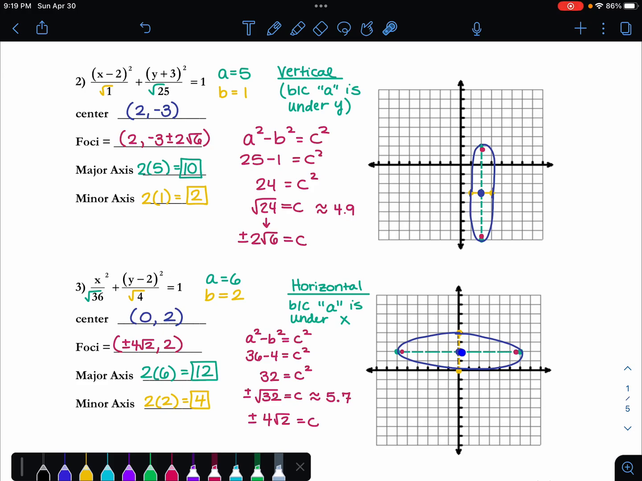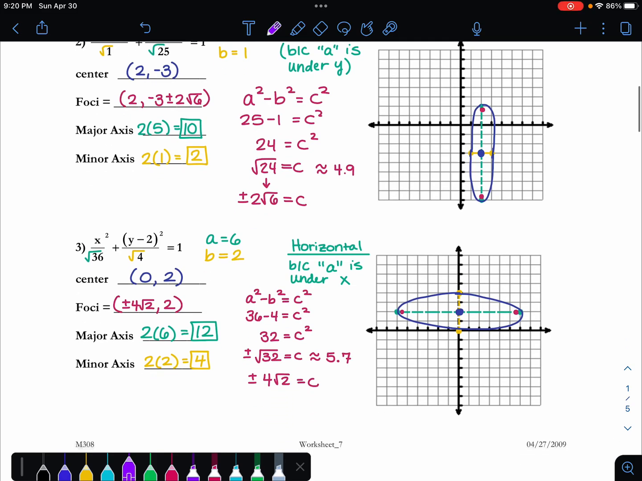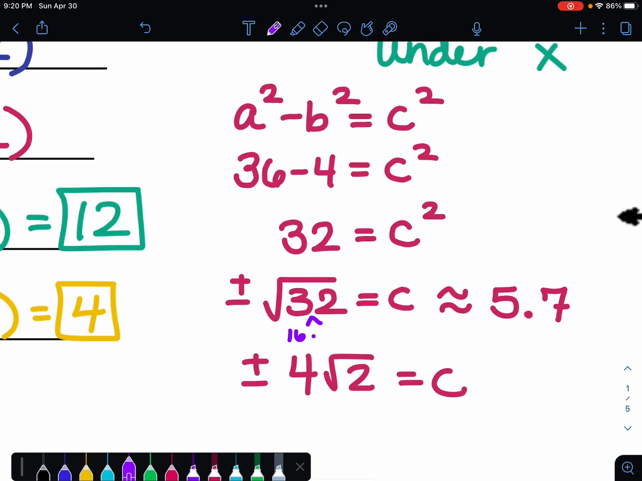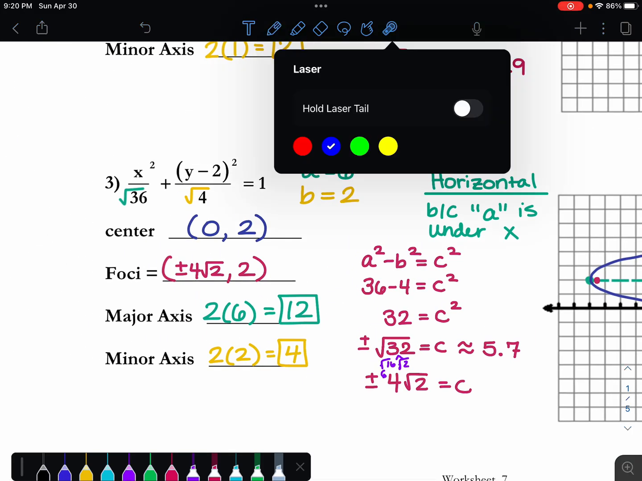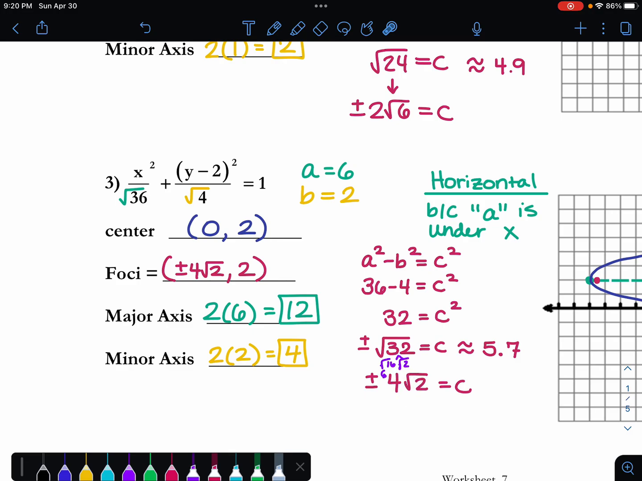Since we started at the center and then moved horizontally, it's the x value of our center that's changing. So when we write the coordinates of our foci, we're going to take the center and add and subtract, plus or minus the square root of 32, which reduces to plus or minus 4 root 2. We get that because 32 is 16 times 2, so the square root of 16 is 4, and then the square root of 2. I'm fine if you write it with the radical or the reduced, or even the decimal. But we're taking 0 and going left and right, so plus and minus 4 root 2, where the y value is staying the same.